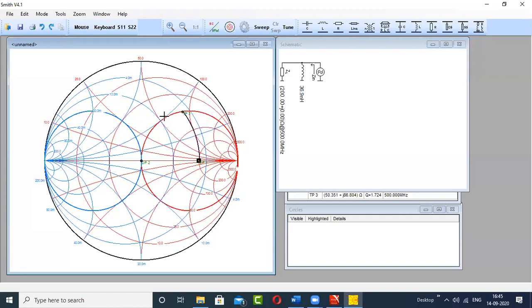Why the 1 plus jx circle? Because you can see that this red circle is passing through the center of the Smith chart. My goal is to reach the center of the Smith chart only. So that's why I have to stop here, and then I should move along the blue circle. If you move along the red circle, you will be moving away from the center of the Smith chart, so that is not advisable here. So the first component should be a shunt component, either inductor or capacitor. That will be the second solution.